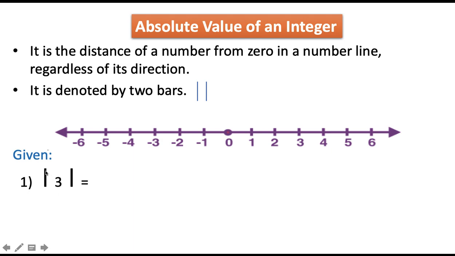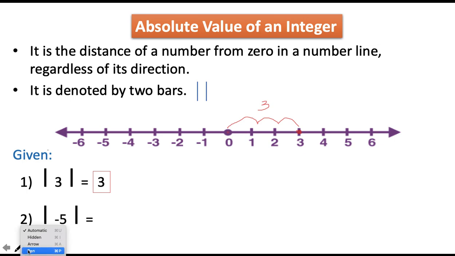It is read as the absolute value of positive 3. So what is the value of the absolute value of positive 3? First, we're going to locate the given positive 3 in our number line. So here is our positive 3. Now, to get its absolute value, from the definition, it is the distance from 0. So this is our given: 1, 2, 3. Since there are 3 units going to 0 or from 0, it means the absolute value of positive 3 is 3.